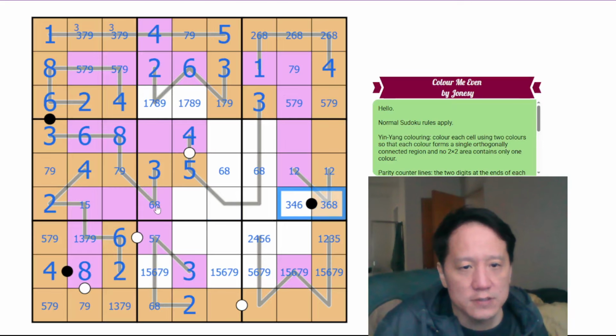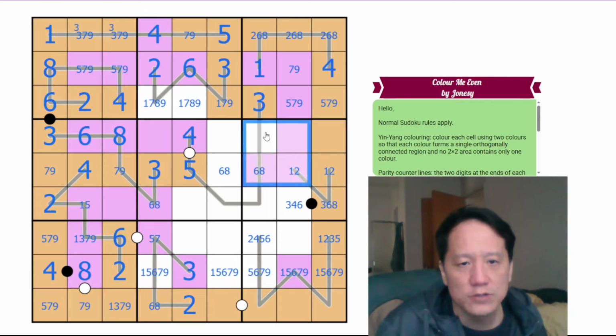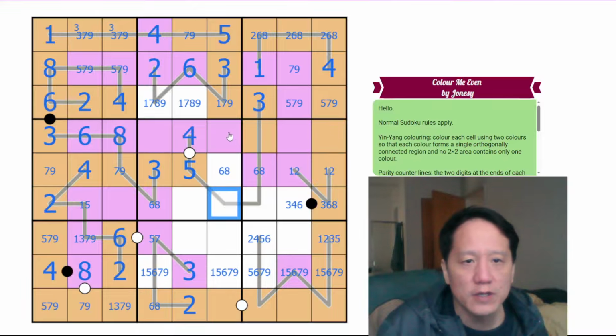We have this is 6 or 8. This is 6 or 8. So this is even, so this must be pink also. We have a 2 by 2 area that's all pink so far, so this must be orange. We have a 2 by 2 area that's 3 orange, so this must be pink. Pink has to orthogonally connect, so this must connect that way.